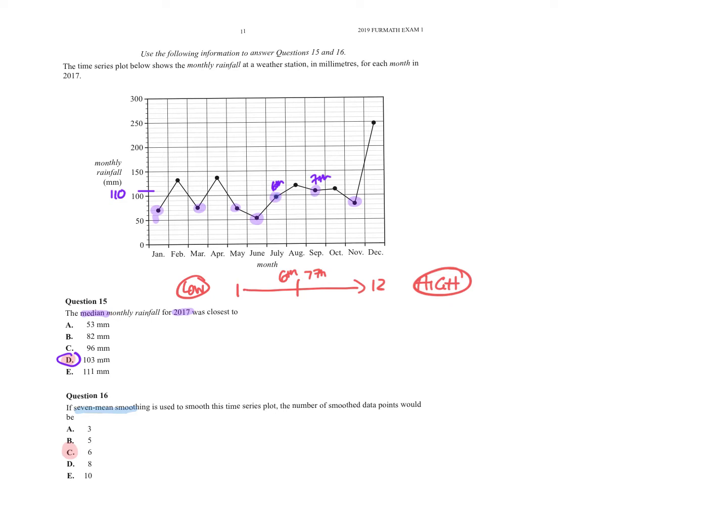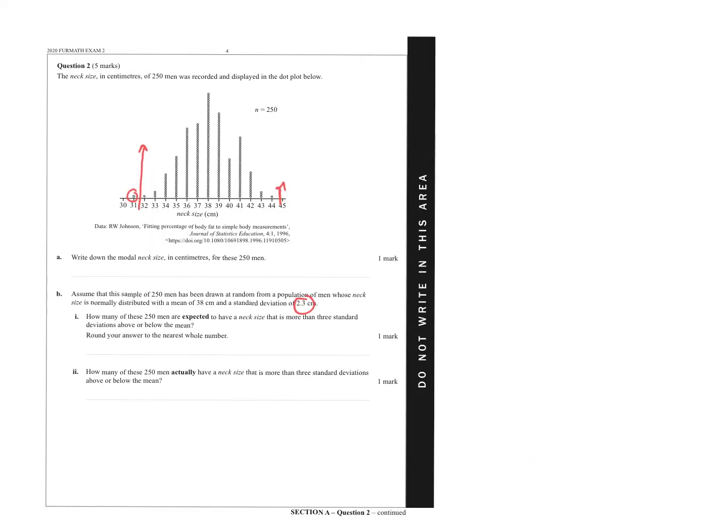Okay, now it asks if the 7 median smoothing is used to smooth the time series, the number of smoothed data points. So before we saw that with 3 you lost 1, and with 5 you lost 2. With 7 median smoothing, you'll end up losing 3 at the start and 3 at the end. So in total there'd be 6 missing, so out of the 12, 12 minus 6, and then we get 6.